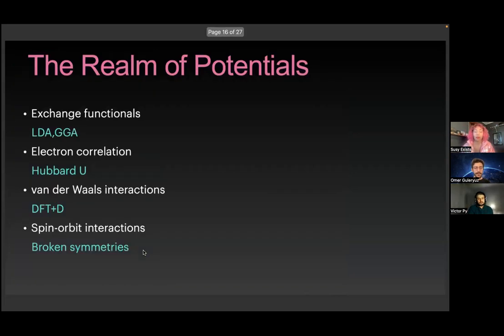So I mentioned the pseudopotentials. The pseudopotential depends on different things, actually. If I want to give some examples, first the exchange potential. In density functional theory, we mentioned the exchange potential. This can be the local density approximation or the GGA approximation.